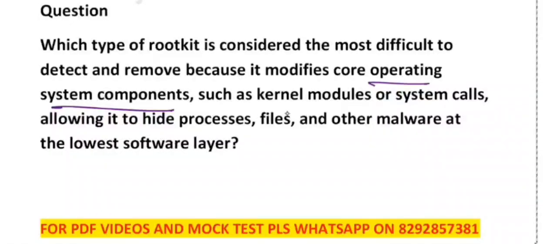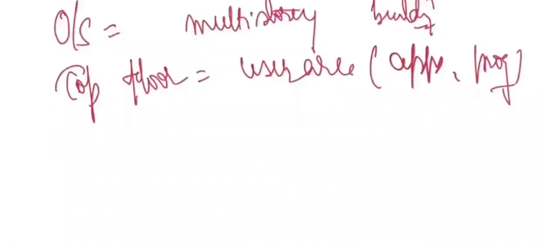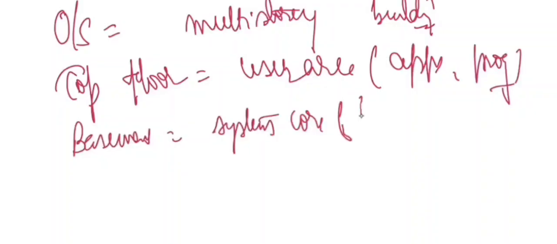Now friends, let's talk about this. This question pertains to the operating system. You can think of the operating system like a multi-story building, right? The top floor is the OS layer we are talking about, and the top floor is the user area, meaning apps, programs, etc. And the basement is the system core, which is what we call the kernel.